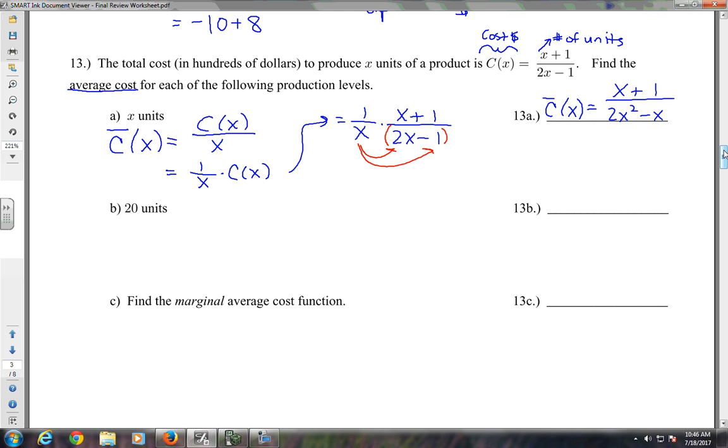Next, it's asking average cost for producing 20 units. Well, all I have to do is plug x equals 20 into the function that I just found. 20 plus 1 over 2 times 20 squared minus 20. Let's calculate. The numerator gives us 21. In the denominator, 20 squared is 400. 400 times 2 is 800. And then 800 minus 20 is what? 780. So 21 divided by 780.